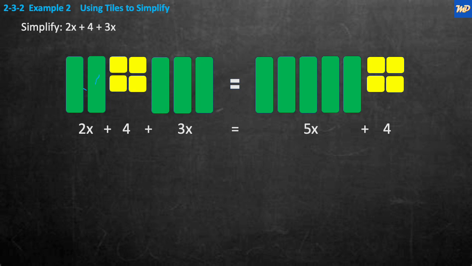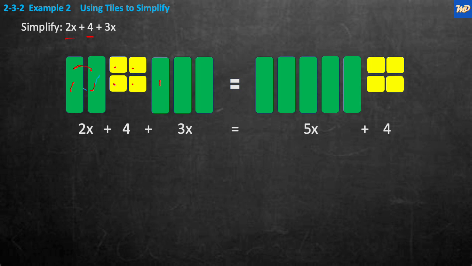Remember from before, the x's, this is 1x, and this is 1x. And together there are two of them. So it's 2x plus, and the yellow tiles are positive. So plus 1, 2, 3, 4 yellow tiles. Here's the 4 right here. So it was 2x plus 4, and now plus 3.